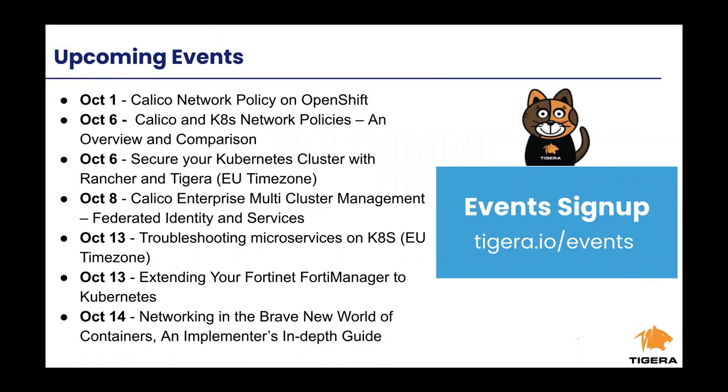So later on this week and next week, we have some additional events coming up. Calico Network Policy on OpenShift. If you're running clusters on OpenShift, Calico and Calico Enterprise seamlessly integrate with OpenShift and add some additional capabilities on there. So you can see Calico network policy and OpenShift. You can also see the compare and contrast of the Calico network policies versus Kubernetes network policies.